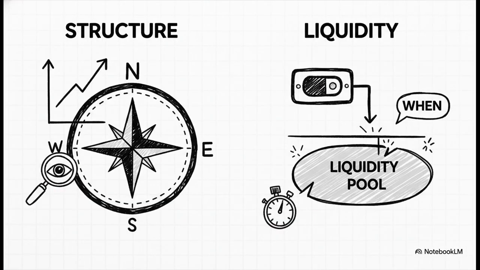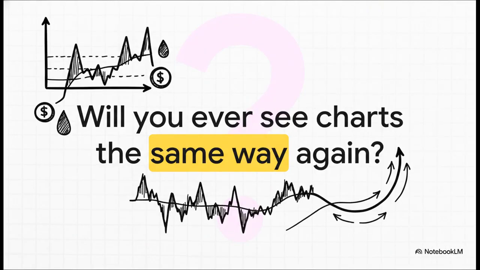So look, if you only remember one thing from all of this, make it this. Structure tells you where to look, and liquidity tells you when to pull the trigger. Once you start to really understand this dance between the market's map and its fuel, you'll stop seeing charts as just random noise. You'll start seeing the story. So the only real question is, after seeing this, will you ever look at a chart the same way again?